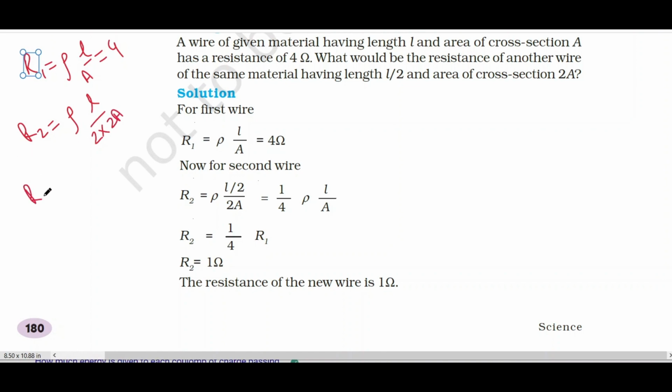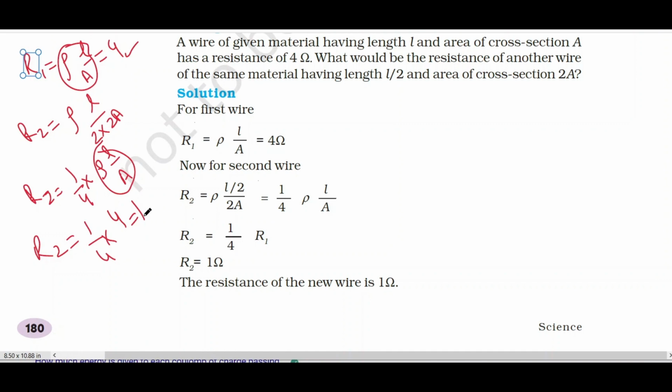तो R2 कितना हो गया? 1 upon 4 into रो L upon A. रो L upon A कितना है हमारा? You can get it from here. रो L upon A is equals to 4. तो हम लिख सकते हैं R2 is equals to 1 upon 4 into 4, which is 1. Right? So your answer is 1 ohm.